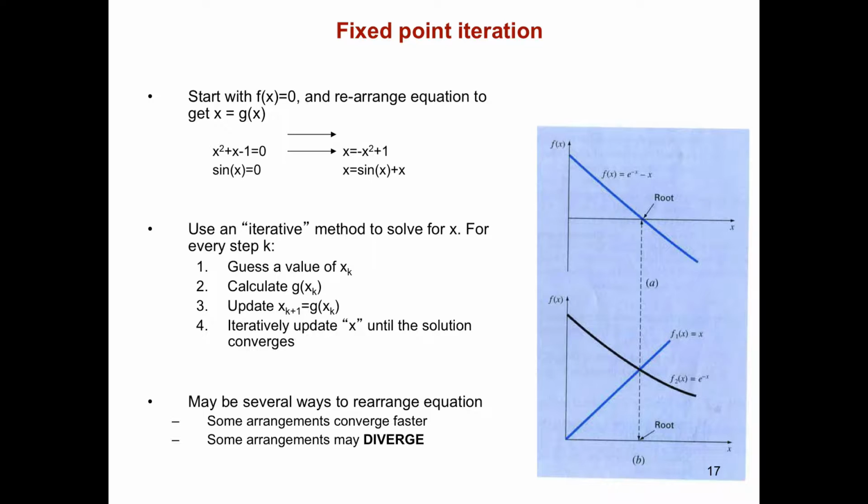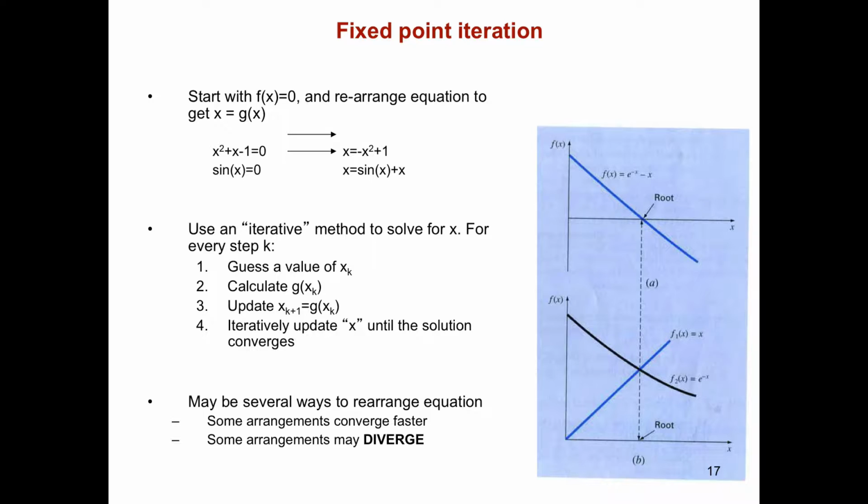Okay? And that actually suggests a way to iterate. Okay? I can guess some value of x0, okay? And my next iteration, x1 for instance, will be minus x0 squared plus 1. Okay? Then x2 will be minus x1 squared plus 1. And I will keep going. In general, I form this as x is equal to, I'm going to call this right-hand side g of x.